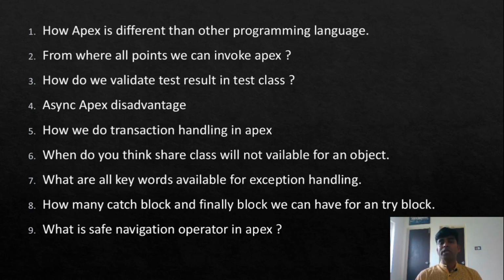And we can have only one finally block for a try block. Another thing to remember is that finally is optional. That means for a try, you need to have at least one catch, but you may or may not have a finally. Eighth point, how many catch blocks and finally blocks can we have for a try block?